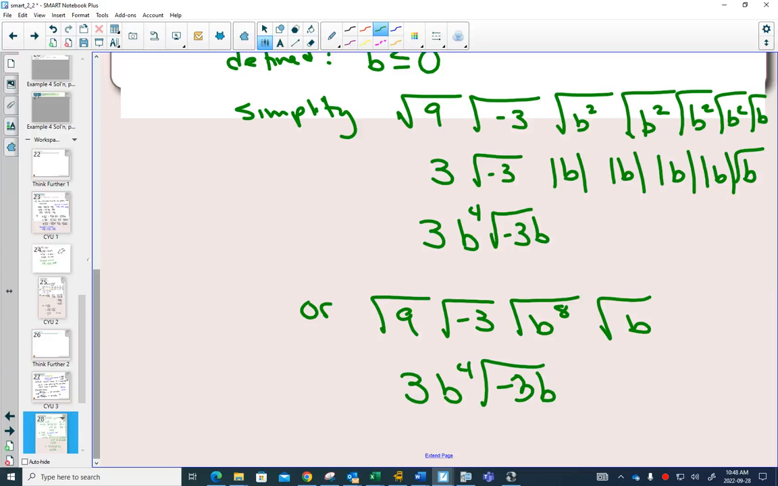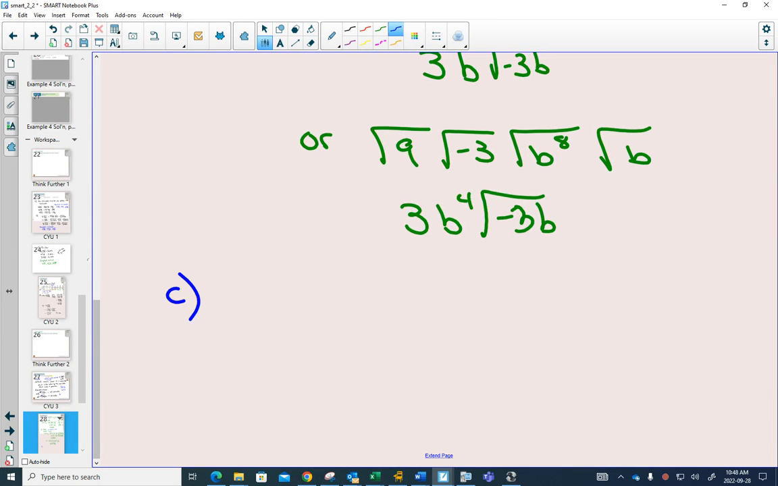Part C, we had the fourth root of 7z. Okay, when is it defined? Well, it's even, so we can't have negatives. Can you see if z is negative, then the inside is negative? So, keeping with our good English skills, z is negative is bad. So z has to be bigger than or equal to 0.